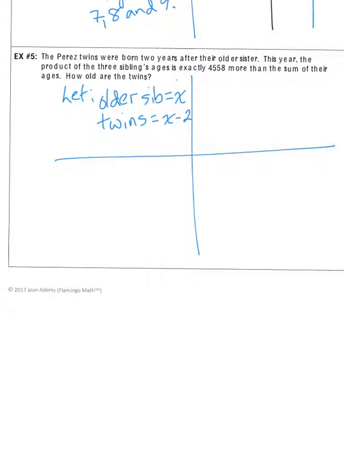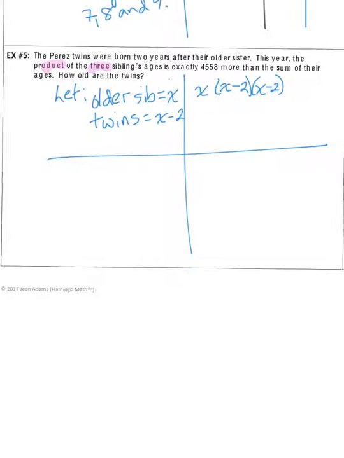Then to set up our equation to solve, continue reading. This year, the product of the three, emphasis on 3 and product, ages is exactly. So I have to find their products. So the older sibling is x. One of the twins is x minus 2, but don't forget you have to account for all 3 children. So you have to take x minus 2 times itself twice, because this is the older sibling and each of the twins you have to multiply their ages.